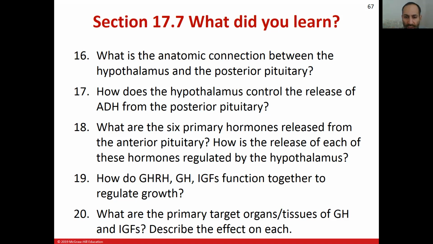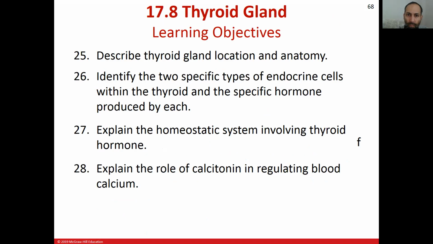How do GHRH and IGFs function together to regulate growth? GHRH, growth hormone releasing hormone, first comes from the hypothalamus, which causes GH, or growth hormone, to be secreted from your anterior pituitary, which goes down to your liver, and then your liver secretes IGF, which stands for insulin-like growth factors, and all of those work together to make you grow, simply, right? Too much growth and you become a giant, gigantism, or acromegaly. What are the primary target organs or tissues of growth hormone and IGFs? Your bones, muscles, cartilage, tendon, connective tissue, okay?